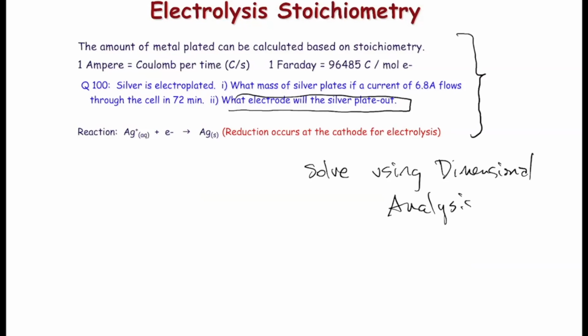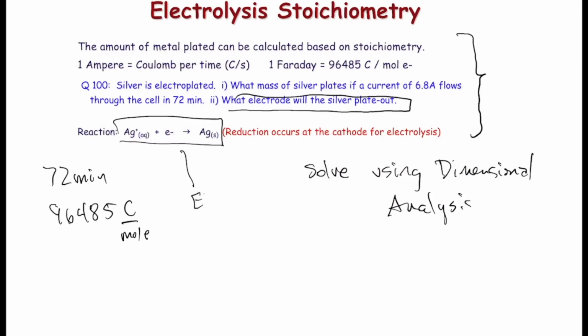Okay, this is best done using dimensional analysis. What you want to do is remember that you have 72 minutes. That's a part of the given. What you've got, Faraday, 96,485 coulombs per mole of electrons. And you should be able to figure out the E0 for this. If you do that correctly, this is volts, this is joules per coulomb. Okay, if you do this correctly, then you can come up with the moles of electrons.